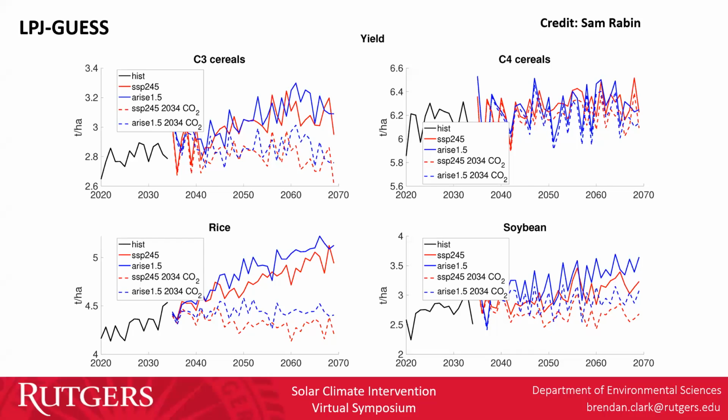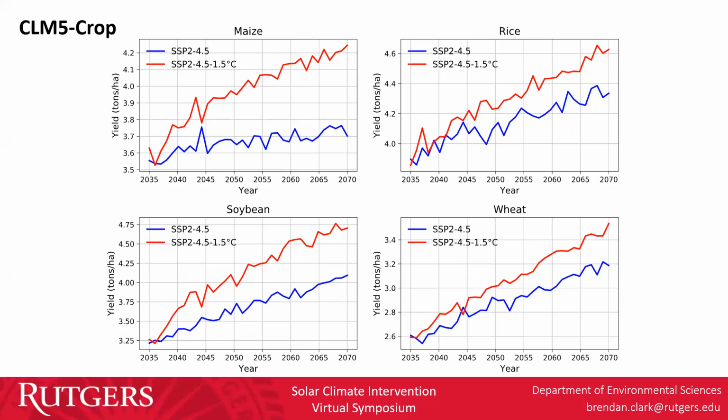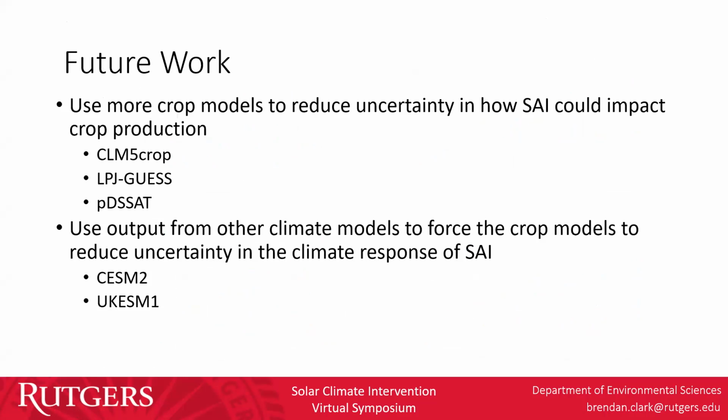So if we look at the same plot with CLM, now climate change is in blue, or SAI is in red, there's pretty substantial increases to global yield under SAI. So just using two different crop models, we get two very different answers. And so it would be very good to use other crop models in the future.